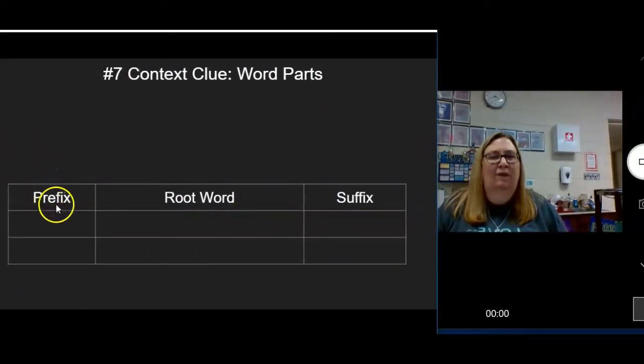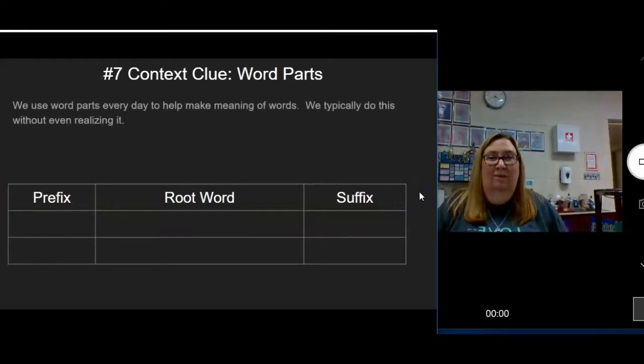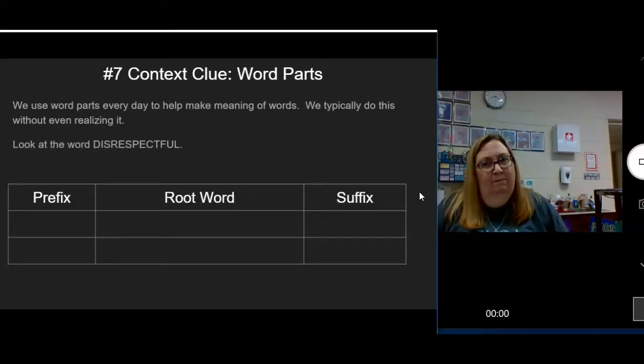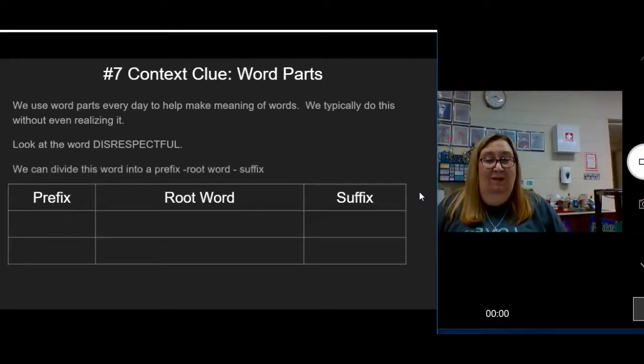So we're going to be looking at words that have a prefix, some of them. Some have a suffix. They all have a root word. That's what makes them words. And we have to figure out what each part means to help decipher what the whole word means. We do this every day, really without even realizing that we're doing it, because we just have our own language ingrained in us. Let's just look at the word disrespectful for a second. Disrespectful has a prefix and a suffix. So we can divide it into all three parts.